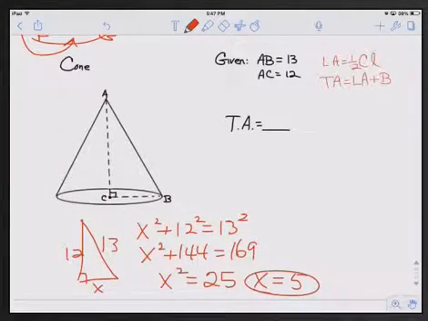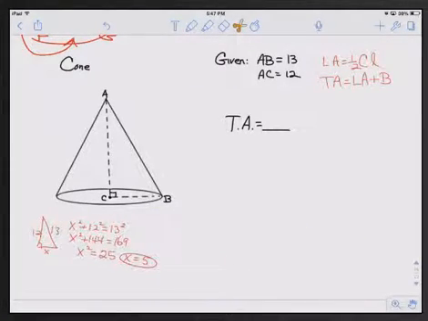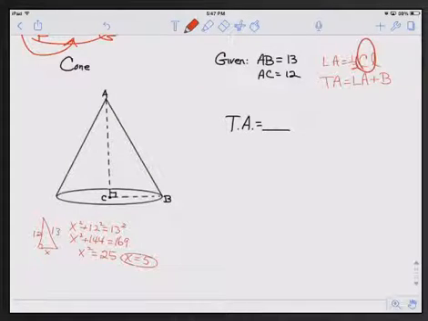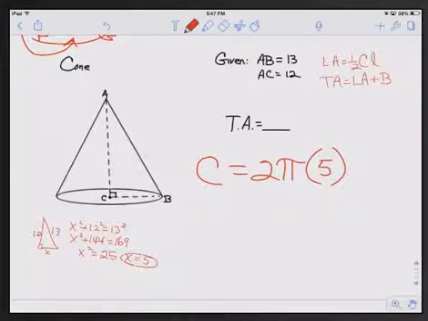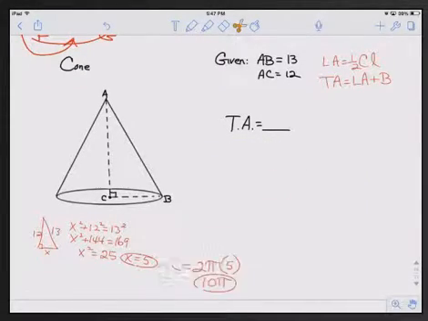So let's look at the formula for lateral area. We'll just shrink that. And lateral area deals with finding the circumference. So we'll write down circumference equals 2 times pi times the radius, which we just found to be equal to 5. So we get the circumference is equal to 10 pi. So we'll bring that over to the side.